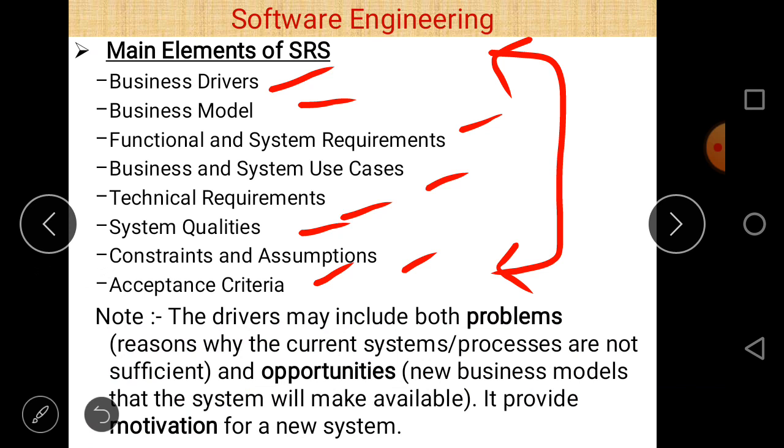So what is business driver? Drivers may include the problem and the opportunities. So this is the part of business driver, and it provides motivation for creating a new system. So business driver contains basically a combination of problems and opportunities. So all these parts are discussed in business driver. So these are the part of the SRS report, software requirement specification.